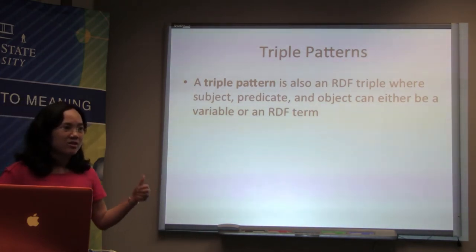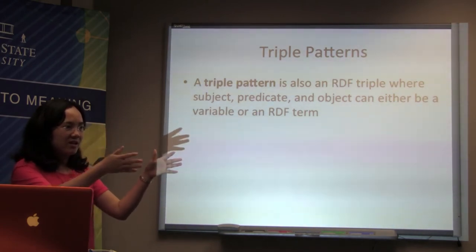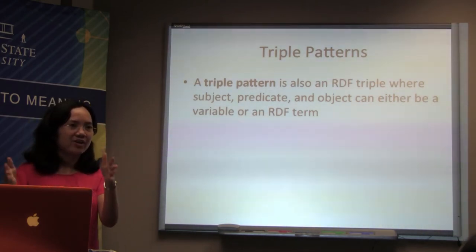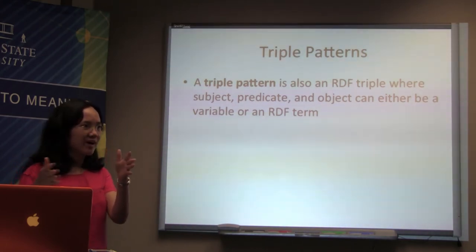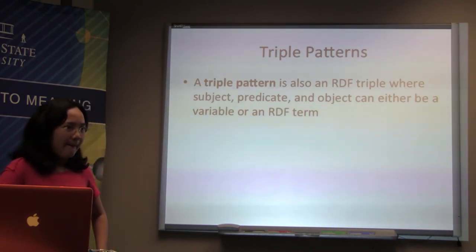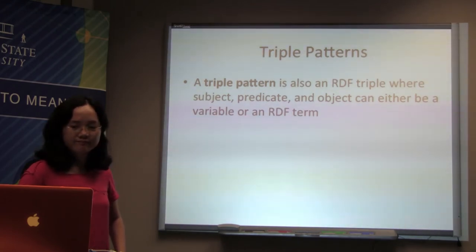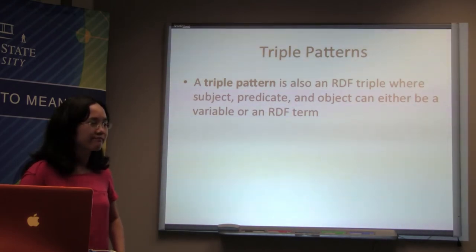So in this, can you distinguish the difference between the RDF triples and triple patterns? So how are they different? How did you distinguish them?